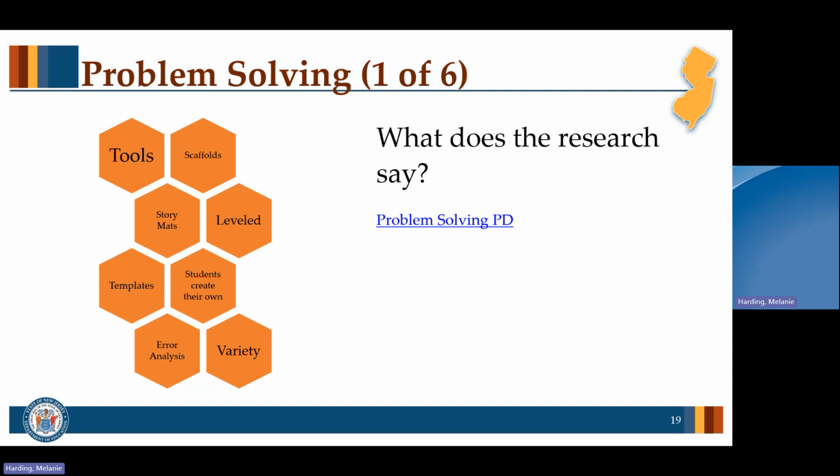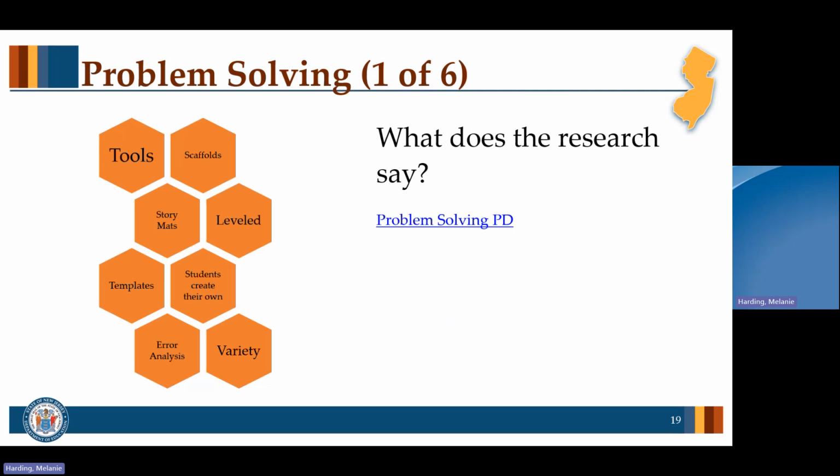So make sure you have lots of tools to solve, a lot of scaffolds in place. Story mats are so much fun. And again, you model this in whole group, you model it in small group. They should be levels. Some kids are going to be able to go higher in those levels of types of problems. And other kids are going to be working at their grade level, and that's okay too.